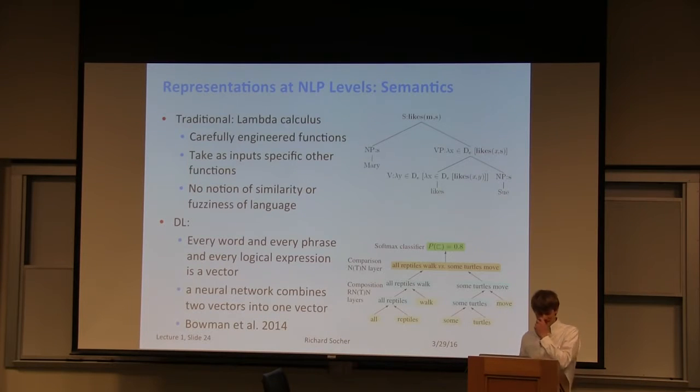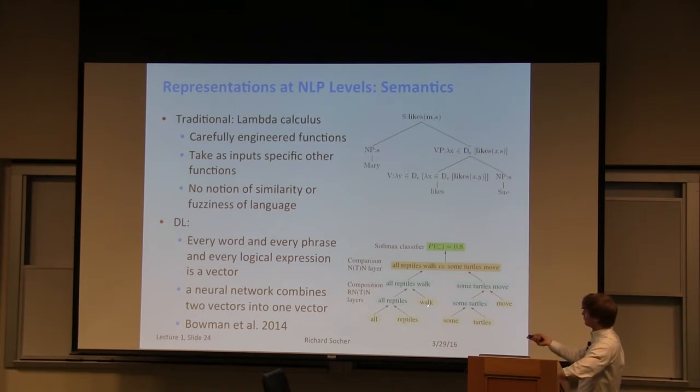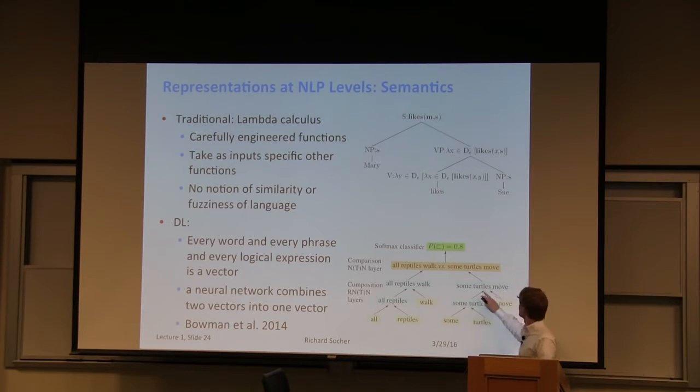Now in deep learning, every word and phrase and even every logical expression will just be a vector. Because of that, we can combine different vectors, again using neural networks, into other vectors. And then we can still make it a classification problem. For instance, we could say all reptiles walk versus some turtles move. And then we can ask, does one actually logically entail the other? Well, if all reptiles walk, and we know that turtles are reptiles and some of them move, then this clearly has to be true if this is also true. So this is the entailment problem.